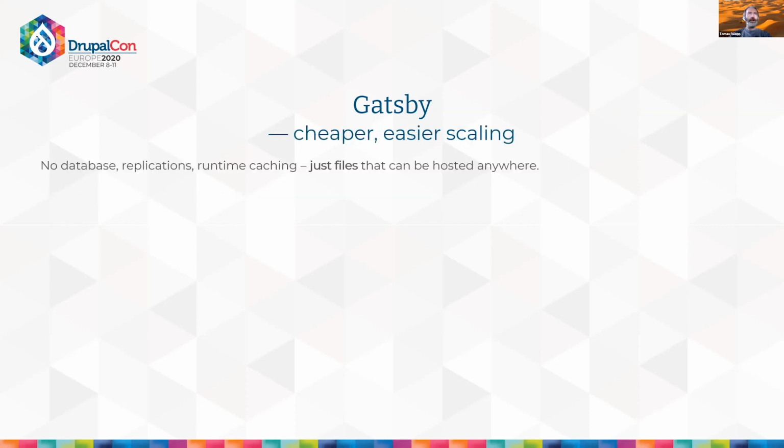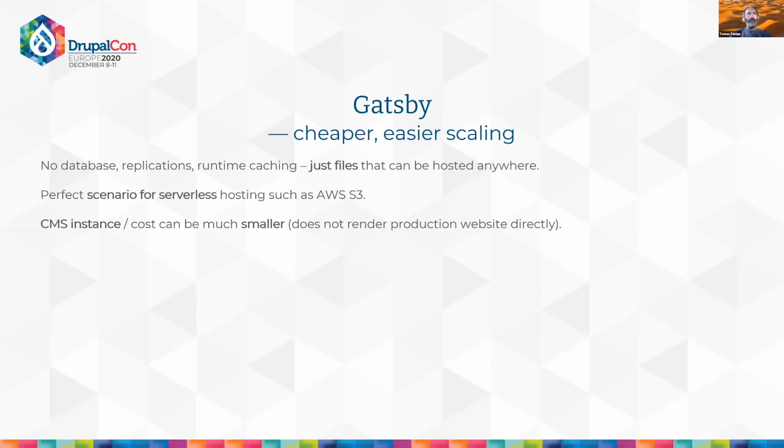Why is it easier to scale? Well, again, there is no database. You don't have to care about replication. It's just files that are hosted somewhere. It's a perfect scenario for serverless hosting, like S3 from Amazon. The CMS instance, because you still have to run your Drupal, can be much smaller, and that means it's more cost effective as well, in many cases. It depends on your use case, obviously. You can even switch off the CMS between builds. It really depends what kind of website you are building.